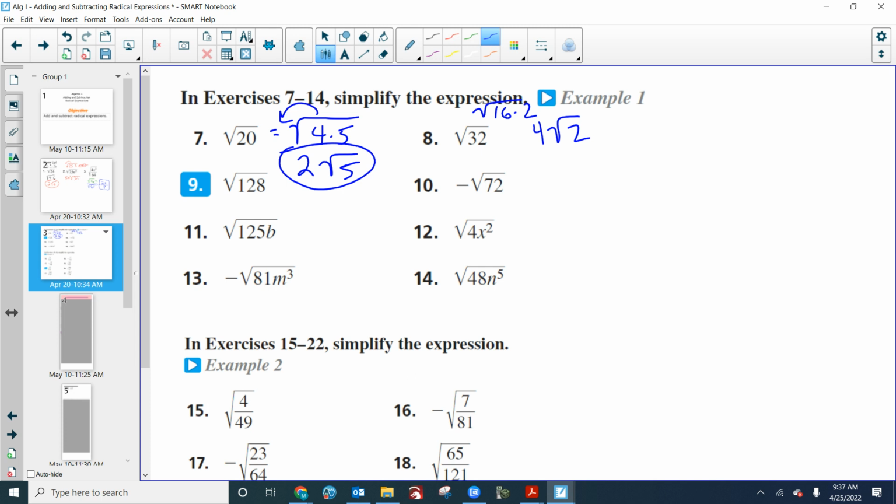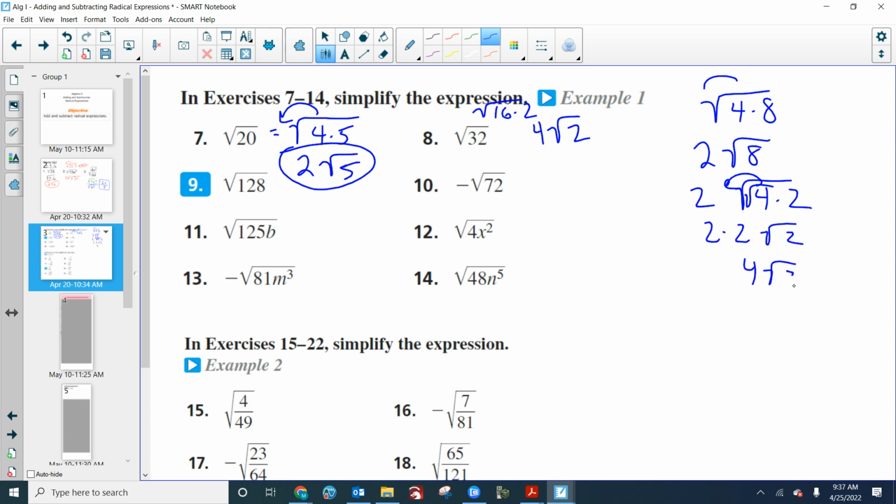Hey guys, quick question. What if you would have chosen 4 and 8? Because 4 is also a perfect square. What if we did this? What's the problem with 8? Is that simplest radical form? No, because 8 is still 4 times 2. You just do it again. What's the square root of 4? So take that out, and there's our 4 radical 2.